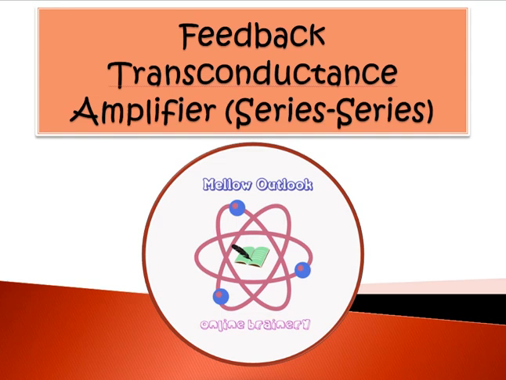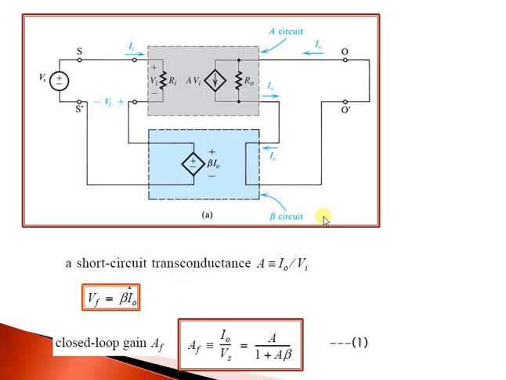Welcome to the tutorial on the feedback transconductance amplifier, also called the series feedback amplifier. The feedback transconductance amplifier consists of a unilateral open loop amplifier, the A circuit, and an ideal feedback network, which is represented as the beta circuit.